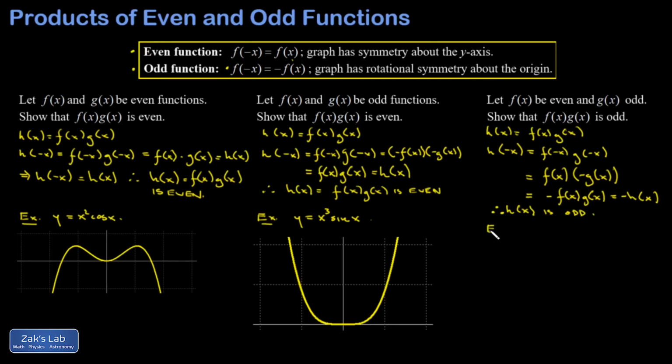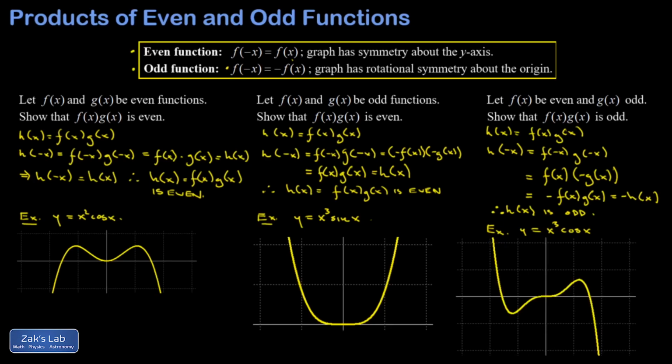Quick example of this, I could look at the graph of x cubed cosine x. That's a product of an odd function x cubed and an even function cosine x. So let's bring in a picture and see what it looks like. And as we expected, this graph has rotational symmetry about the origin, where if you rotated it 180 degrees, it would land on top of the original graph. That's our classic odd symmetry.